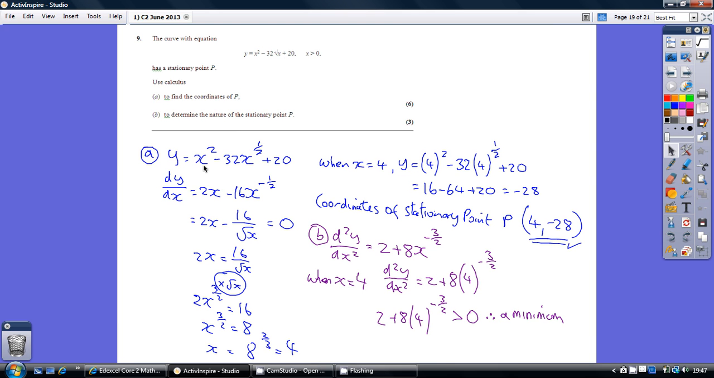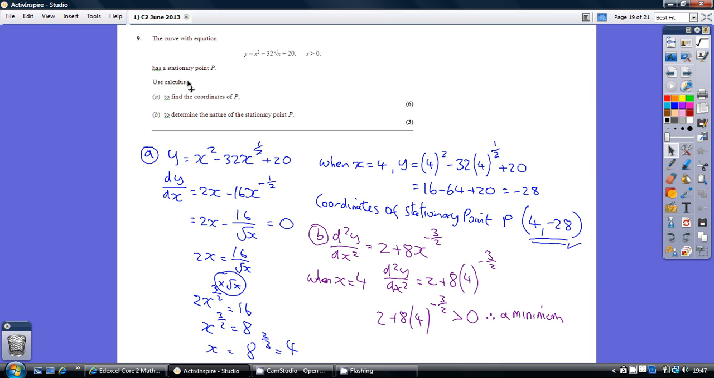So now we differentiate. Remember what we do here. We bring the power to the front and reduce the power by 1. So we get 2x here. Power to the front is a half times minus 32, which is minus 16. Reduce the power by 1, a half becomes minus a half.